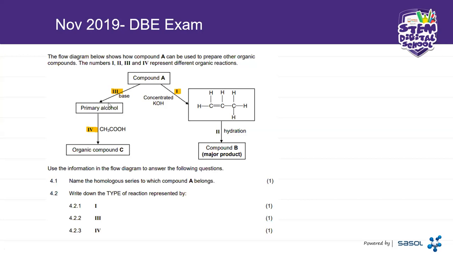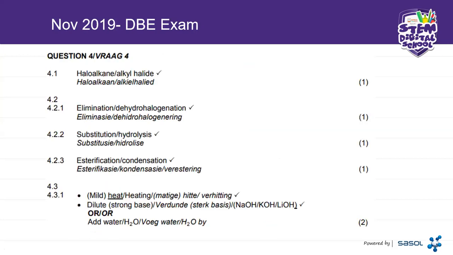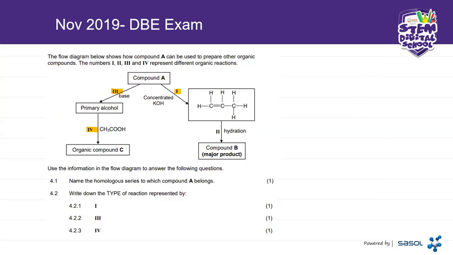So then now that we have our primary alcohol, we need to find out what is our compound C. And our compound C in this case is going to be esterification. What is esterification, guys? Remember we spoke about esterification?